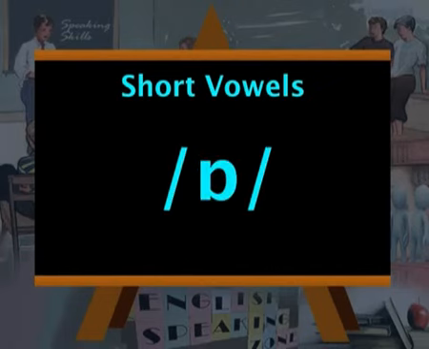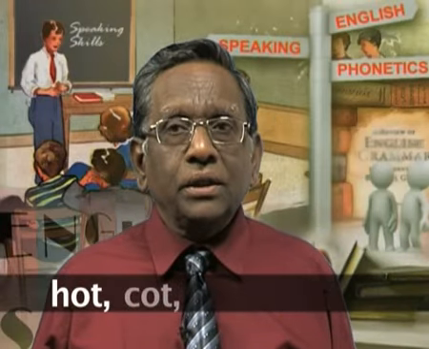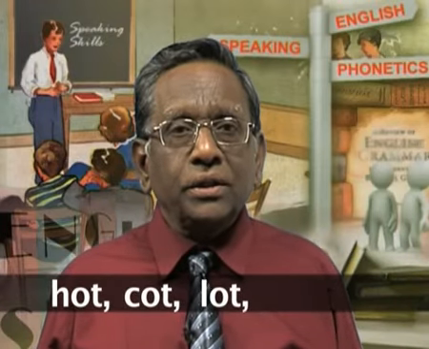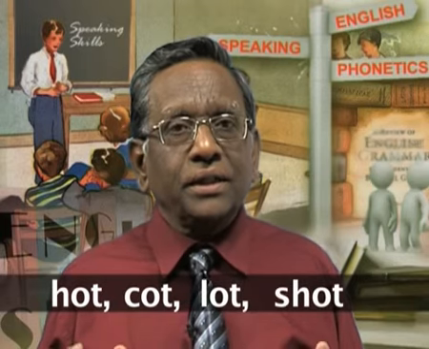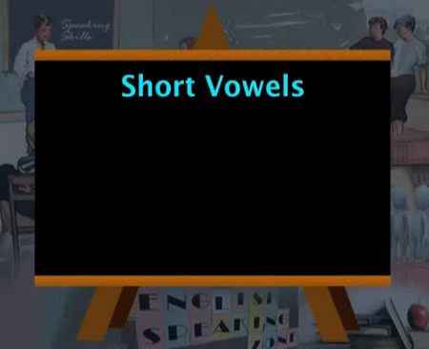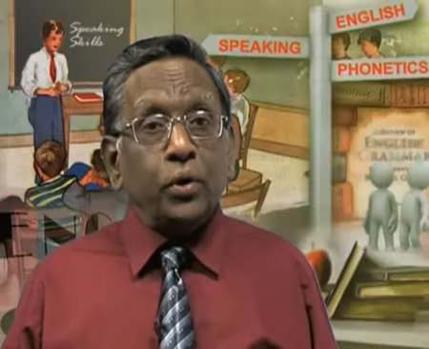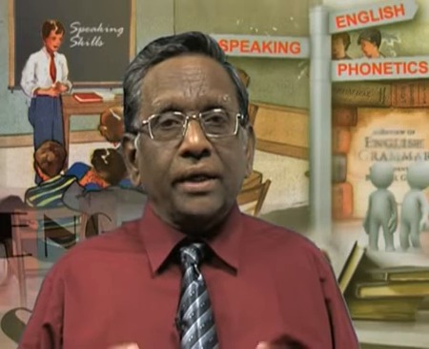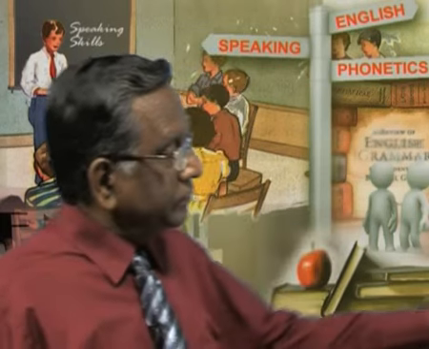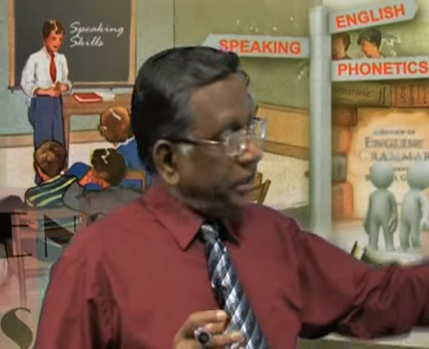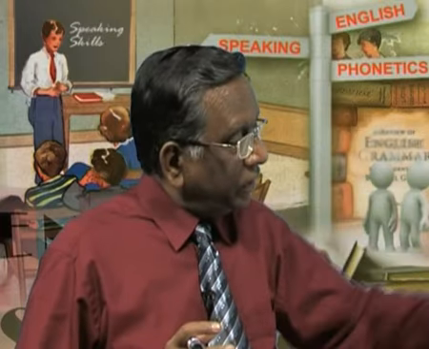And then we have the vowel O, which is a rounded vowel, as you have in a word like hot, caught, lot, shot, and so on. Then we have a vowel which is U, as in put, P-U-T, put, and so on, and could. These words have the vowel U.